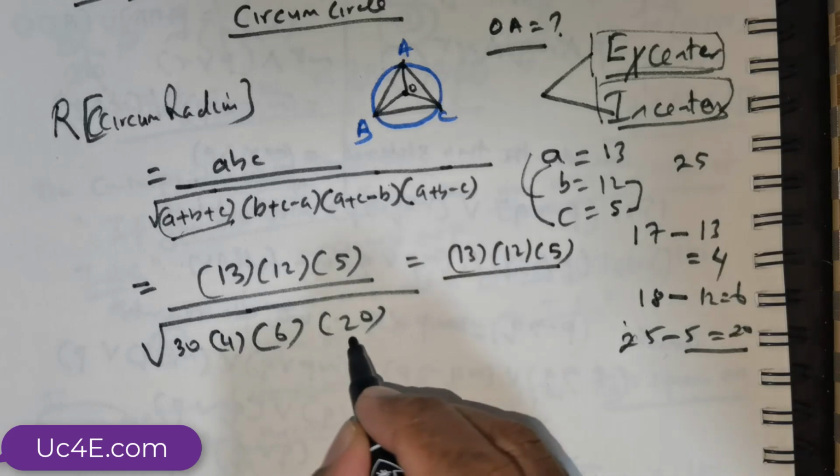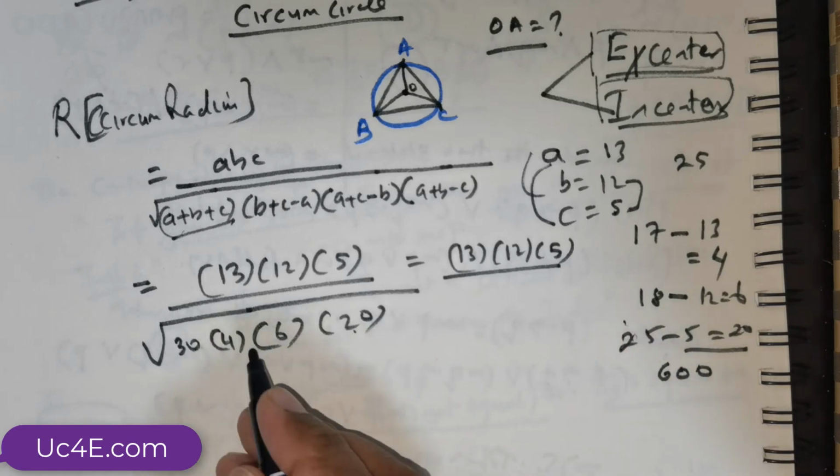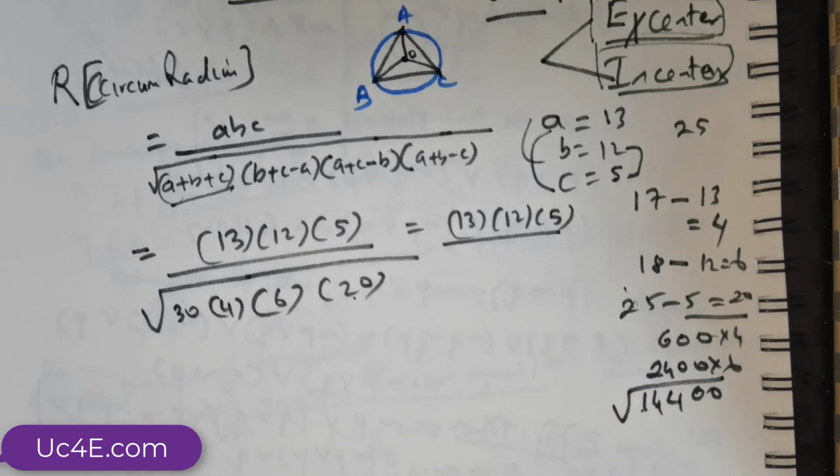Now 20 into 30, that is 600, times 4, 6 4s are 24, times 6, 6 4s are 24, 2 6s are 12, 13, 14. So you got 14400, and you have to find the square root of this term.